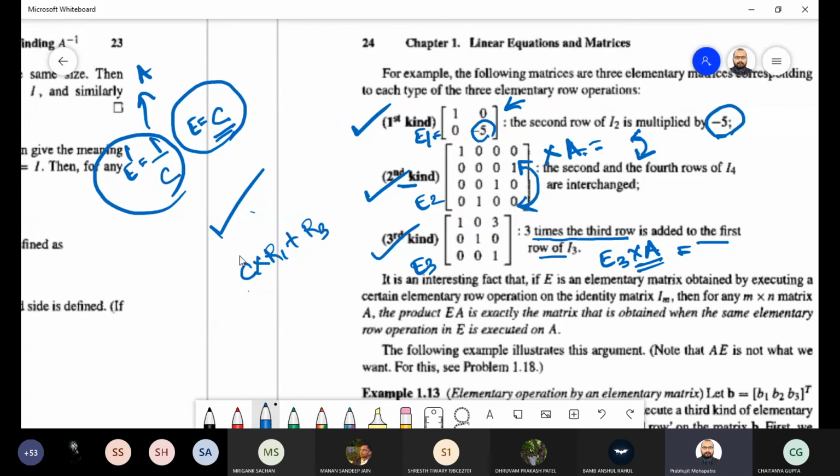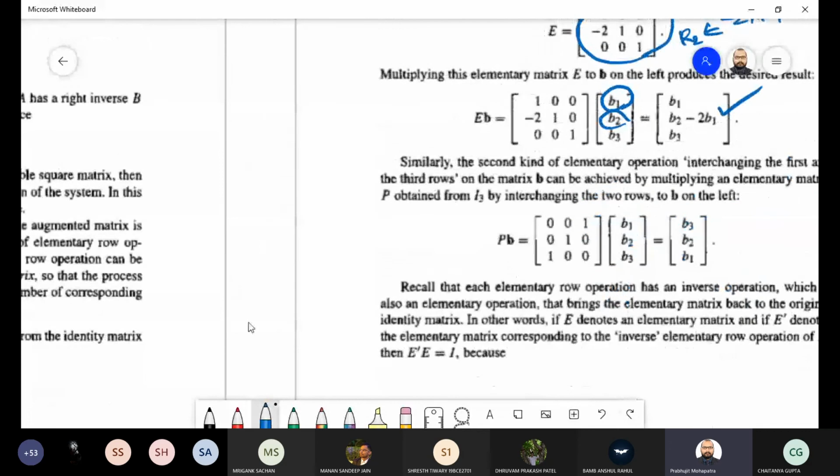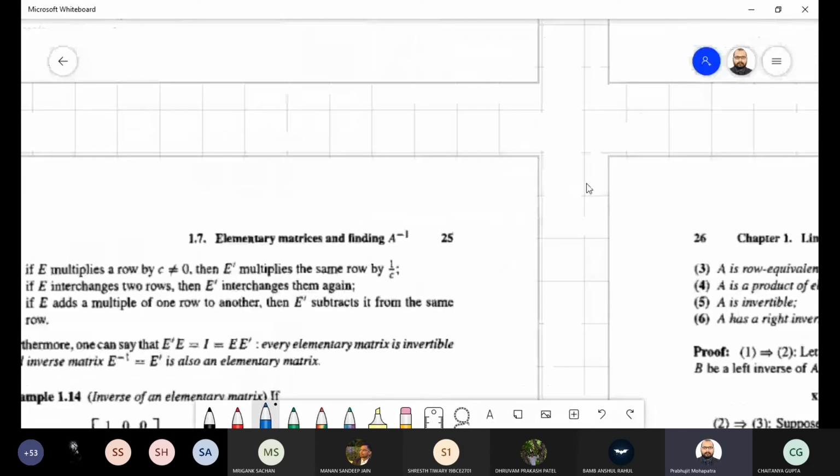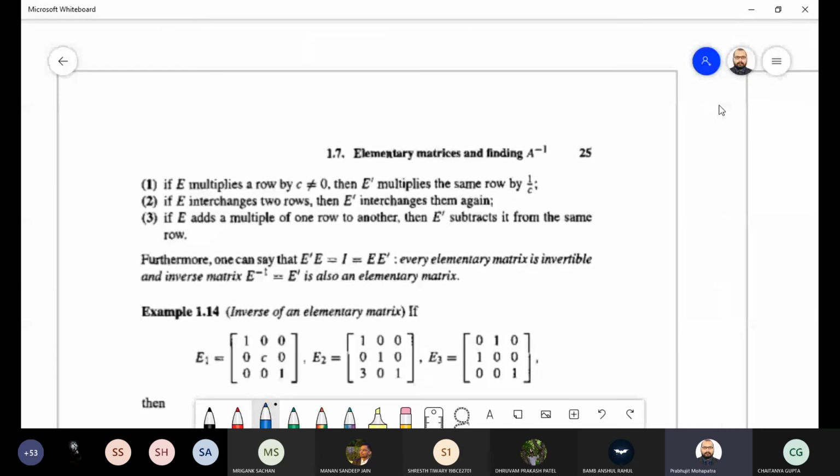How are you going to revert back? You do the subtraction. You first multiply with 1 by C, then you subtract it. Getting or not? And you are going to get your original matrix. So all the reverse actions are also possible. Whatever actions you are doing, the reverse actions are also possible. The reverse action can also be done by one elementary matrix.